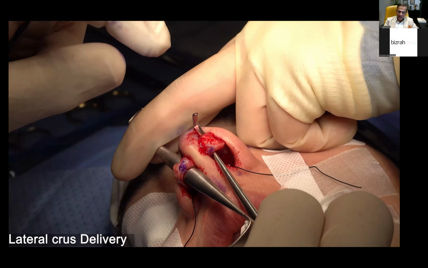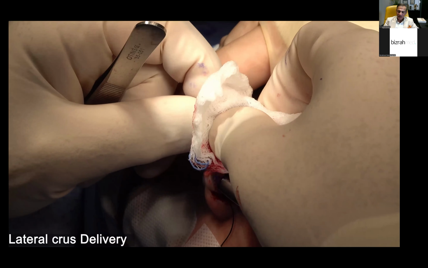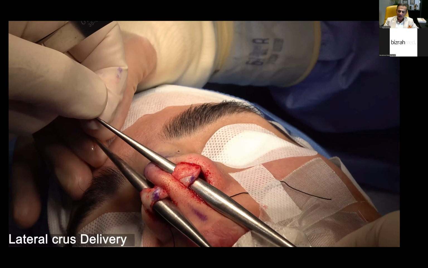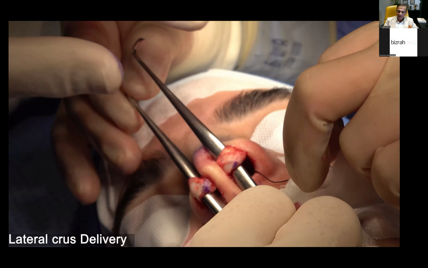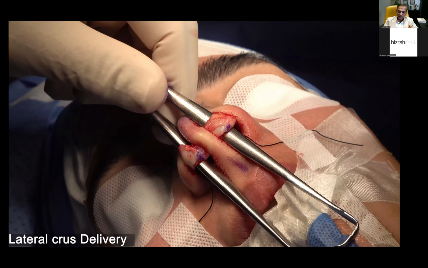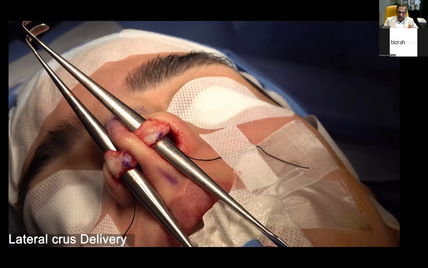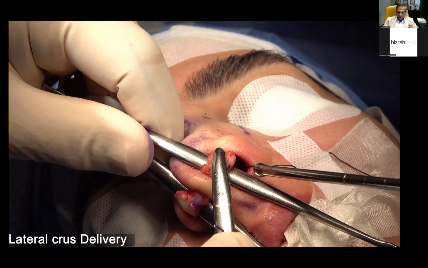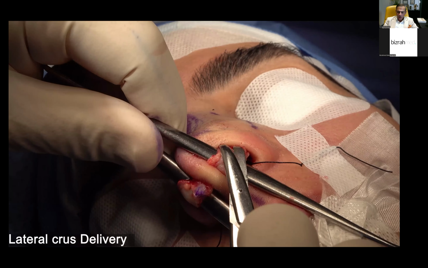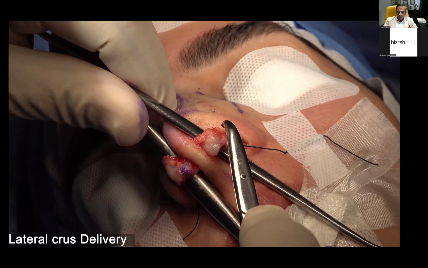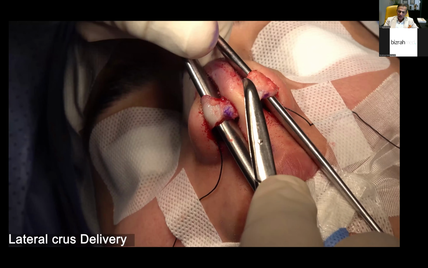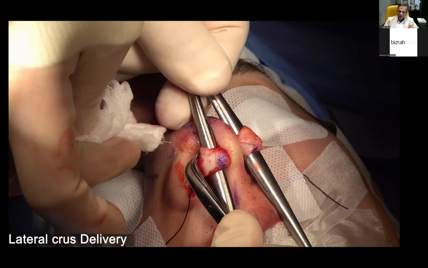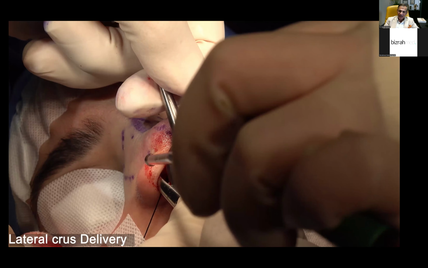You see, marking the tip defining point and delivering both lateral crura. Very nice and very clean. I deliver it now. Just more release of the lateral crus on both sides. You see, don't try to deliver too much. Try to limit your work to the midline as much as possible.